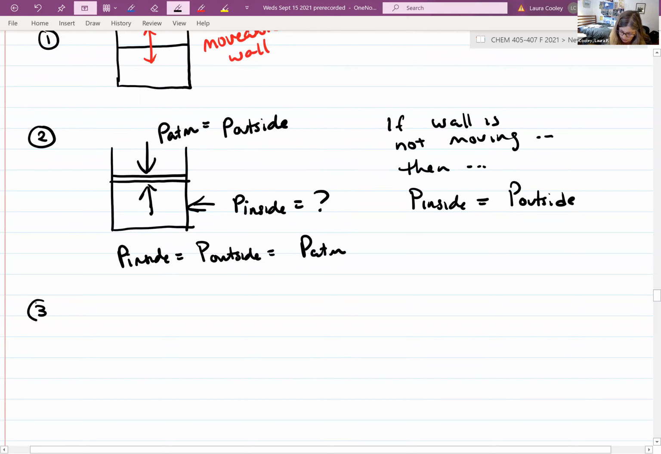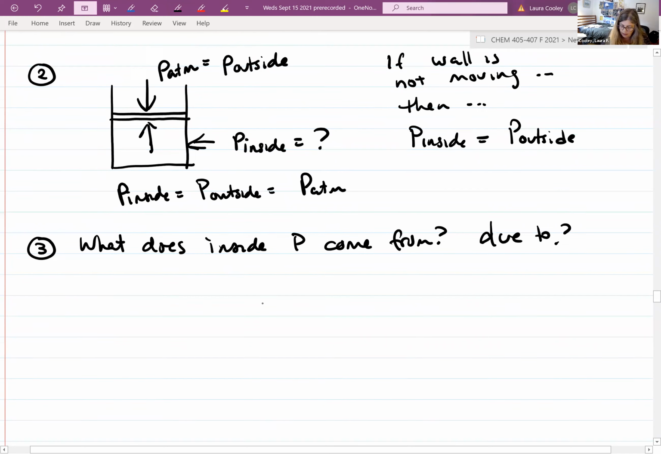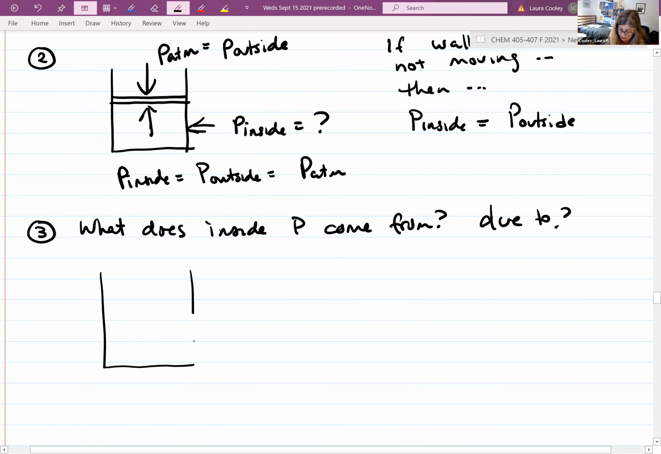So third, I'd like to say, what does the inside pressure come from? What is it due to? And I don't know what you would answer if you were in the class, but some of you might say, there's molecules in there, right? And those molecules are moving around and they're striking all the surfaces. They're going in all different directions.